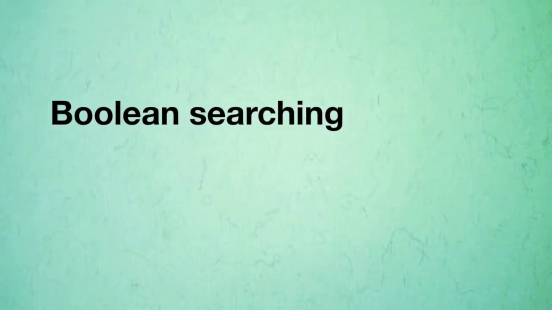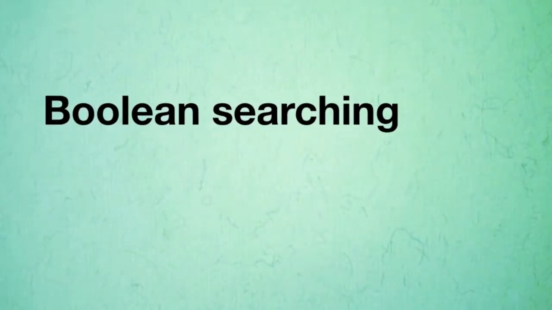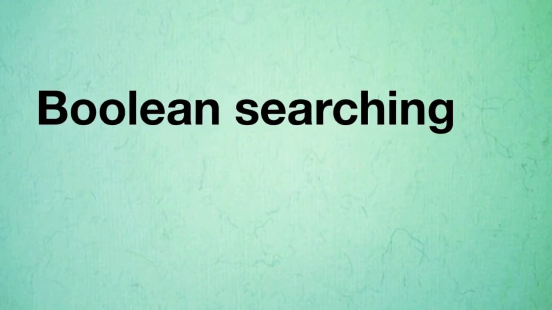Boolean searching is the technique of using special connectors, or operators, to combine search terms in a logical order. The two most important Boolean operators are OR and AND. You'll need to use both of these operators when searching library databases. Let's look first at the OR operator.